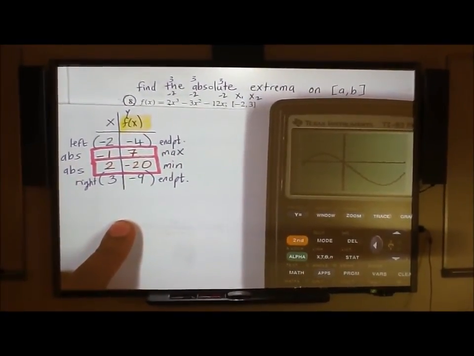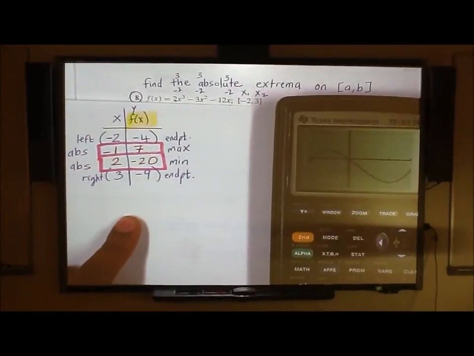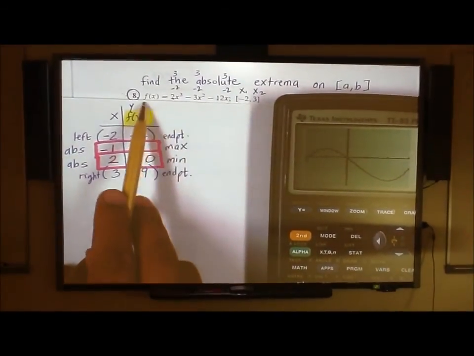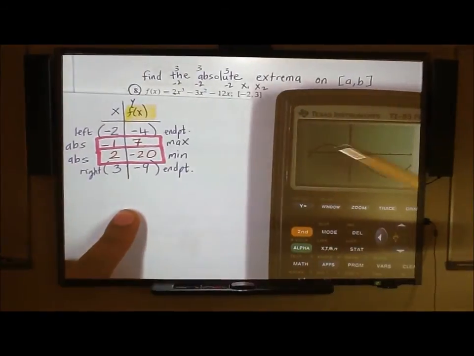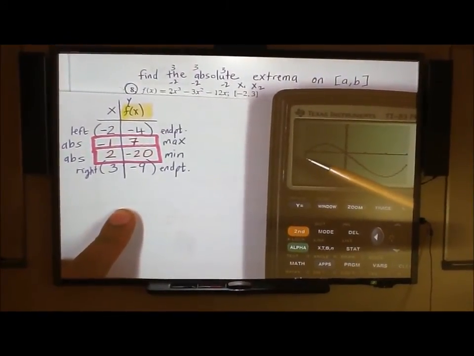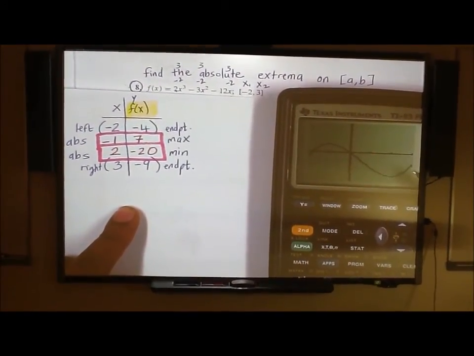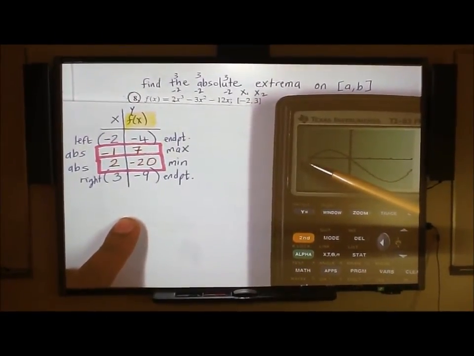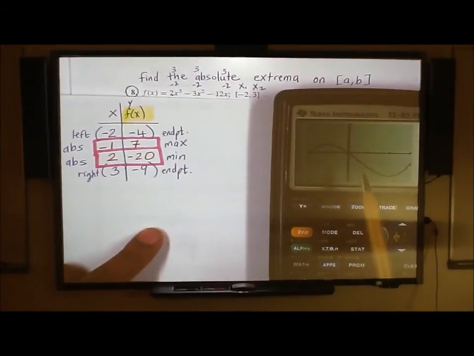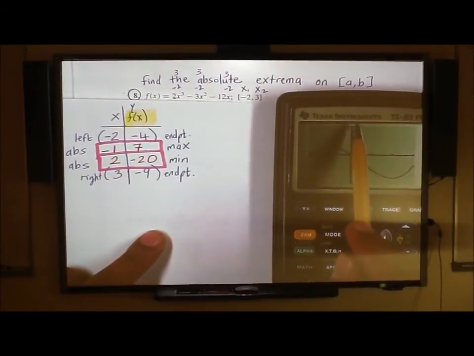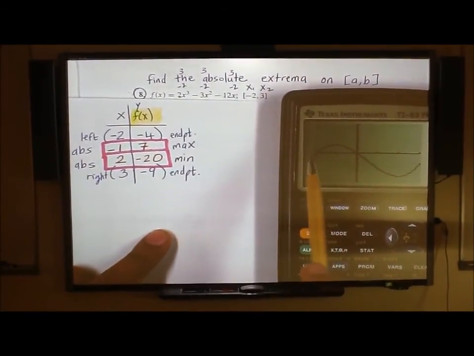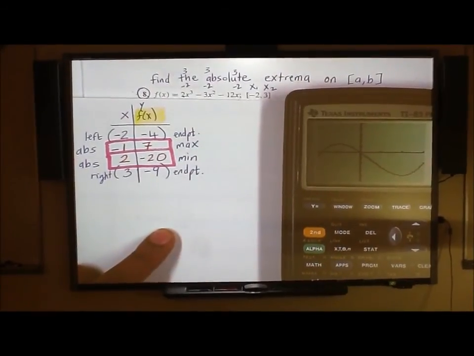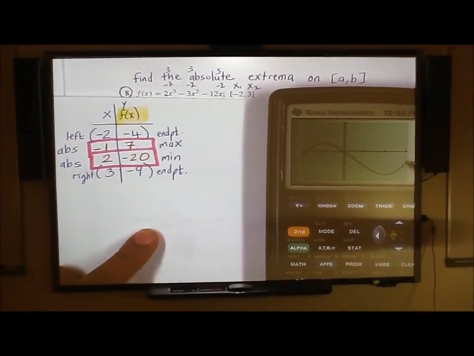But I wanted to explain to you how this all works. So what we have here is f of x, the cubic function, and it's been drawn here on the calculator from -2 up to +3. So what you first figured out was the left endpoint right there, -2, -4. And the x's are scaled by 1 and the y's are scaled by 5. So there's -2, -4 right there, the left endpoint. Then you figured out the right endpoint, which was 3, -9.